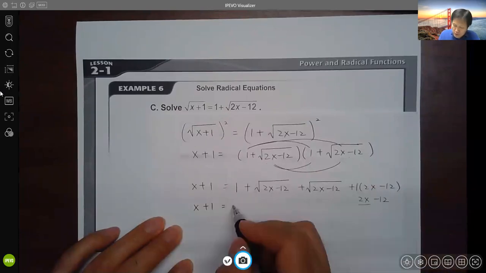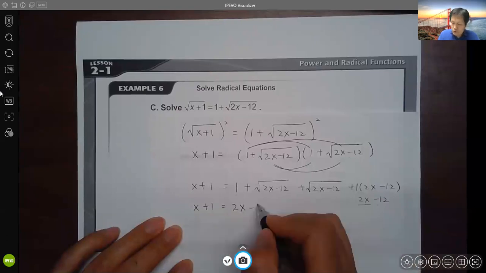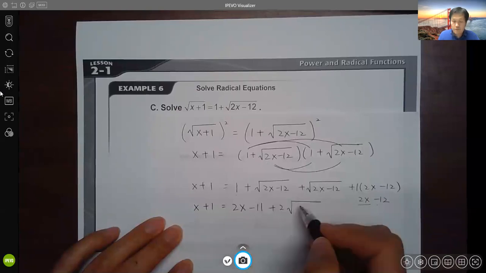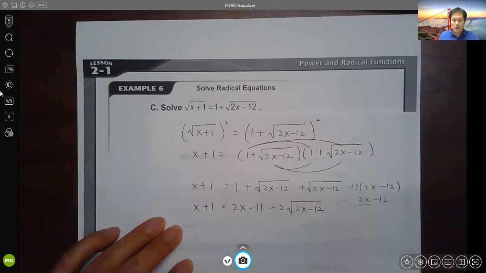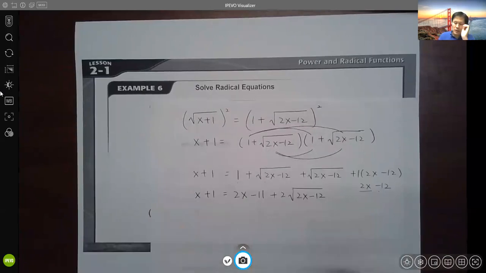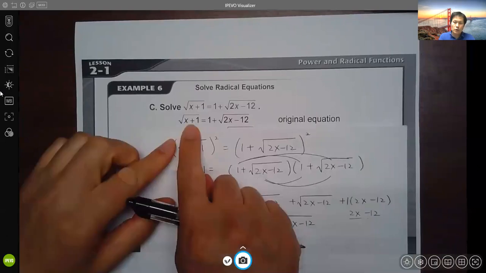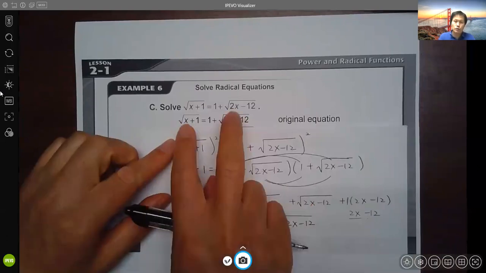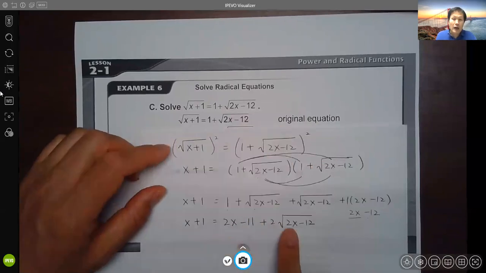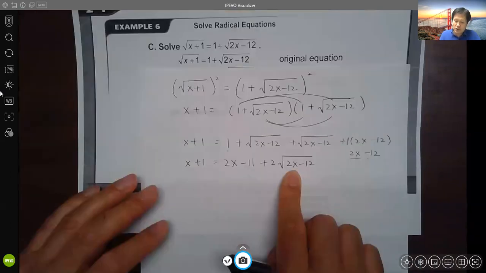So I'm going to have 2x here. 1 minus 12 is minus 11. Root plus root will be 2 root 2x minus 12. Okay? Then what? This is what happened. Look at this. I had a root and another root. I have two roots. What happened here once you square? I only have one root. That's good news. Eventually, you want all roots to disappear.